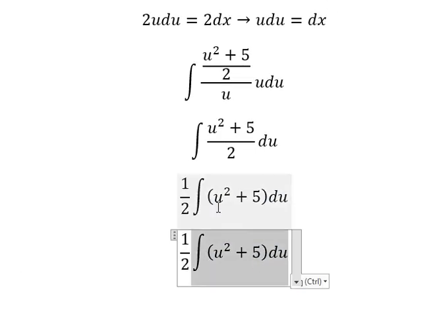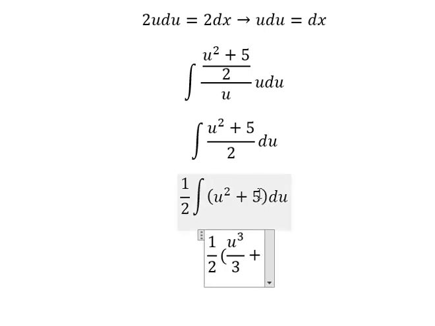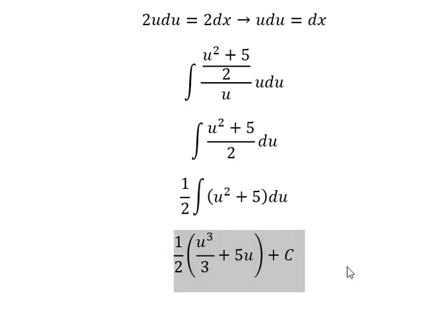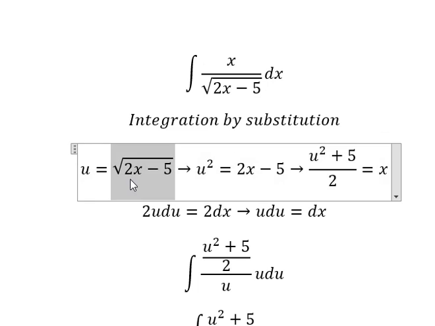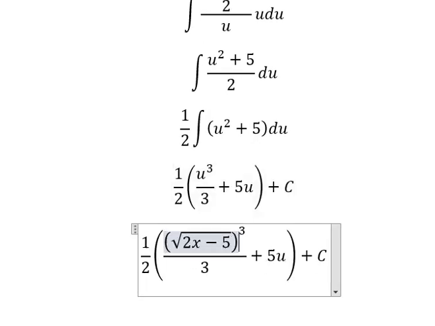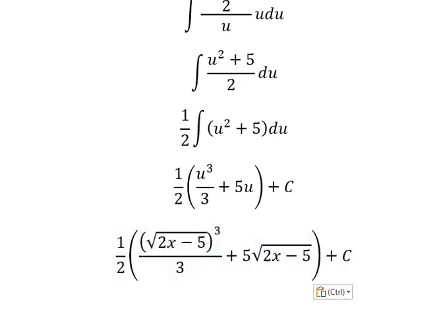So the integration of u squared, we have u to the power of 3 over 3. The integration of 5, we have 5u. And u is this one. And this is the final answer.